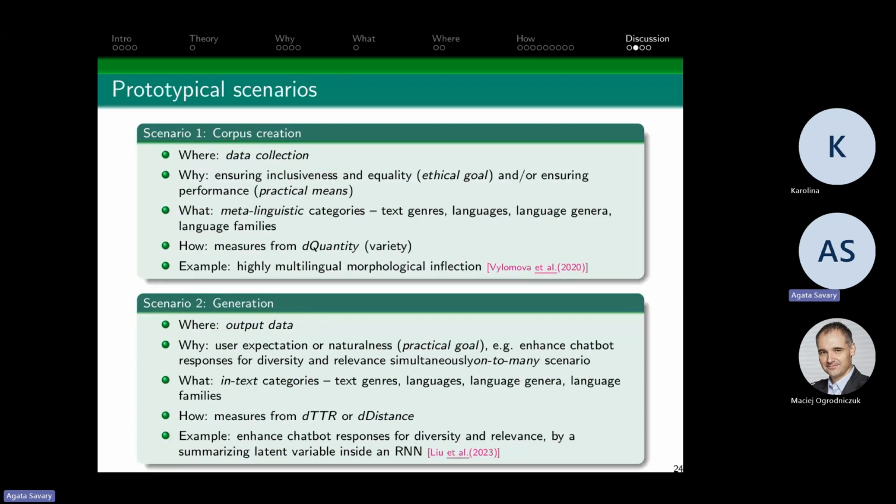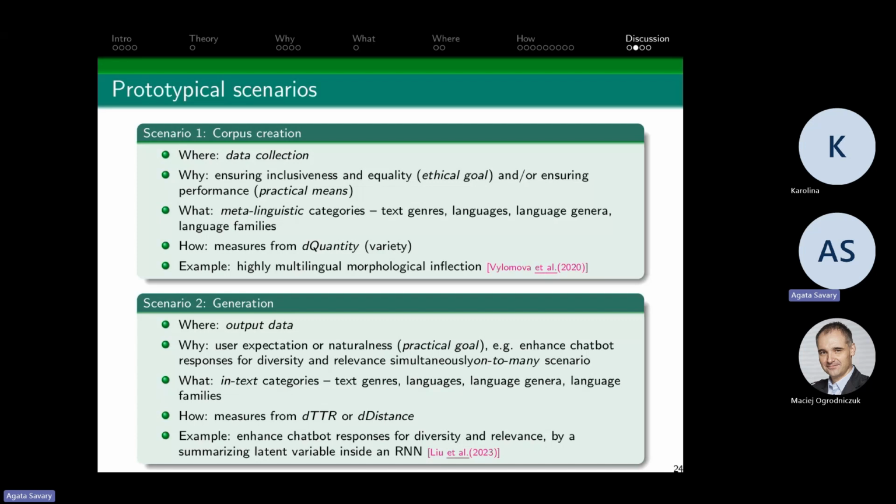But what is interesting is that we could identify two majority scenarios in the whole bunch of papers. One scenario is about corpus creation. So people say, okay, diversity will be quantified at the stage of data collection. We need to look at diversity because we need to ensure inclusiveness and equality, so it's an ethical goal, or we have to ensure performance, so it's a practical means. Then the categories are most of the time meta-linguistic. So these are text genres, languages, language genera, language families, cultures of the text, and so on. And the measurement is most of the time just variety, so quantity basically.